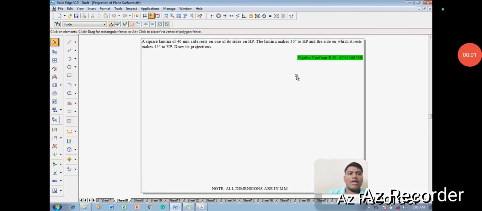A square lamina of 40 mm side rests on one of its sides on HP. The lamina makes 30° to HP and the side on which it rests makes 45° to VP. Draw its projections. So now let us draw the projections.